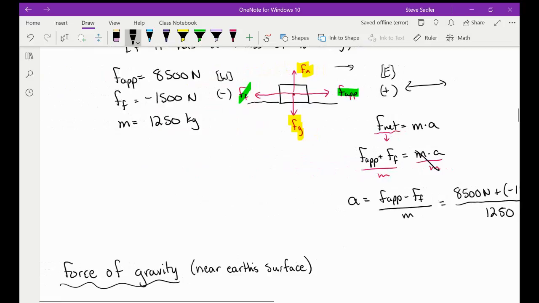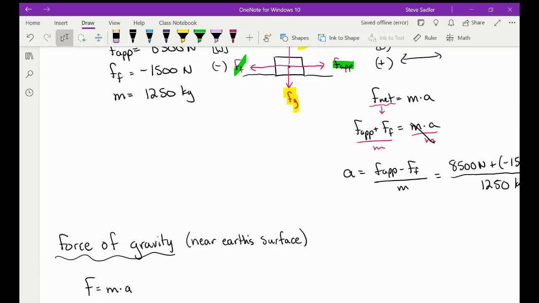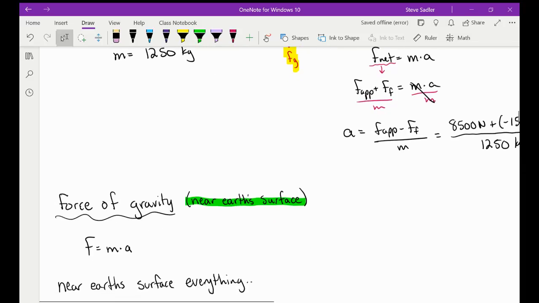And I want to talk about one more thing before we go, and that's force of gravity. The force of gravity formula that I'm going to introduce only works near Earth's surface, and by near I mean within probably 100 kilometers or so. It goes up quite a ways. The Earth is really, really massive, so the force is going to be very similar whether we're at sea level or up on a mountain.